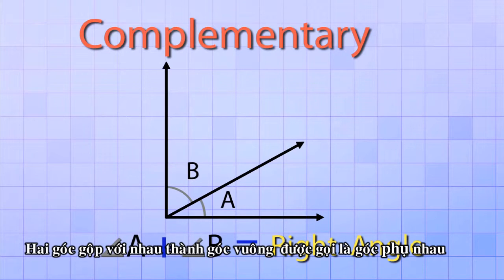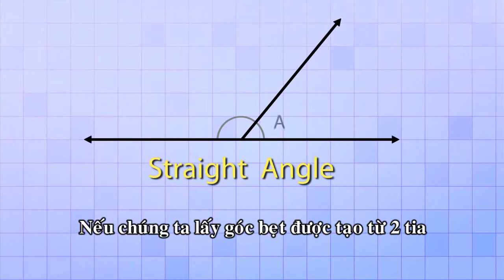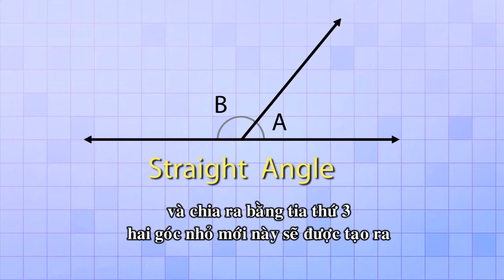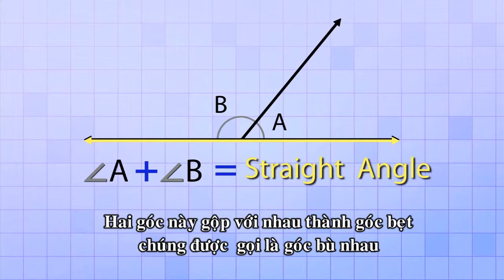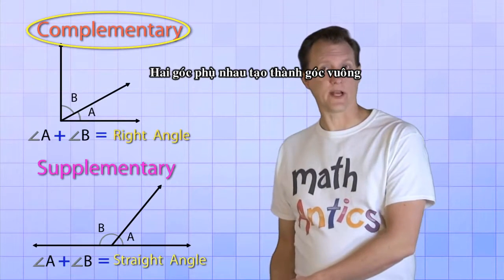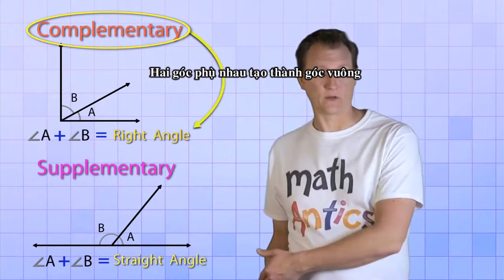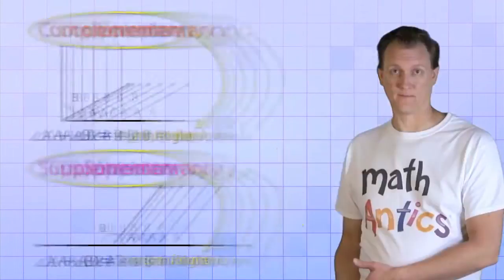And we can do the same thing with a straight angle. If we take a straight angle made from two rays and divide it with a third ray, two new smaller angles are formed. And those two angles combine to form a straight angle. We call these angles supplementary angles. So complementary angles combine to form a right angle, and supplementary angles combine to form a straight angle.